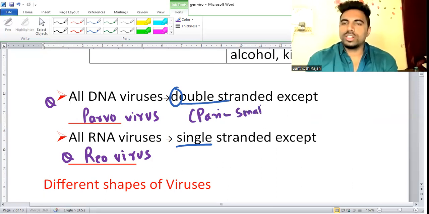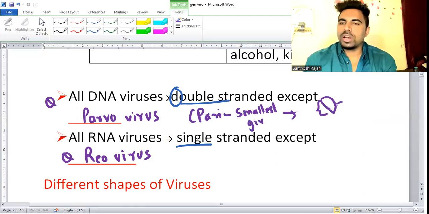She is the smallest, shortest girl. Okay? And what is behind her? She is very beautiful, a pretty girl. But what is her hair like behind? Single ponytail. Like this. You got it? Single ponytail. So single ponytail means single stranded DNA virus. This is the only single stranded DNA virus, right?